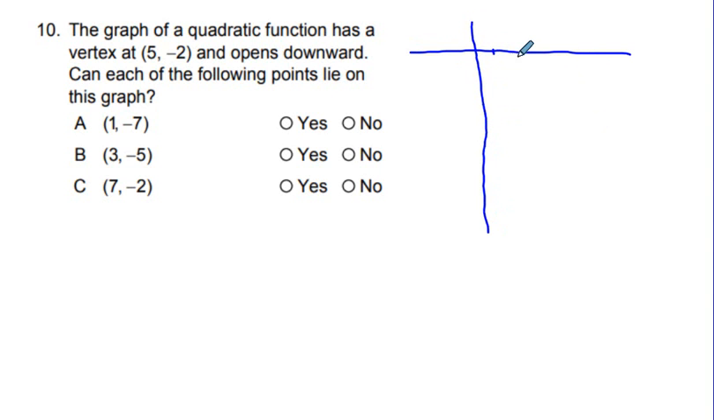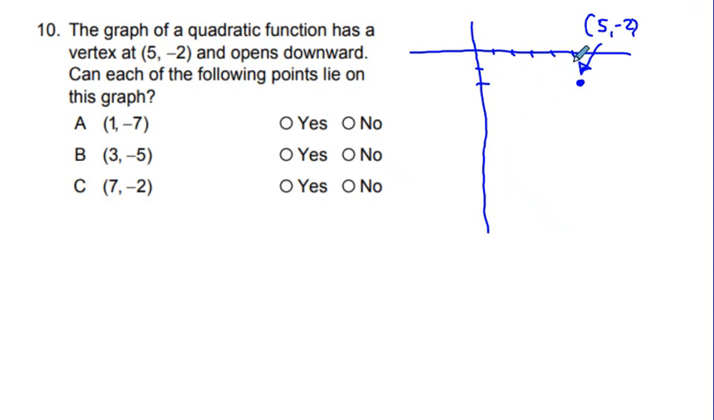So if we go to the right 2, 3, 4, 5, and down 2, this is the value we have here. We have (5, -2), and that is the location of the vertex, and we are opening downward. So let's check these other points.